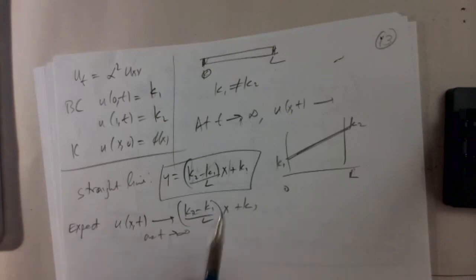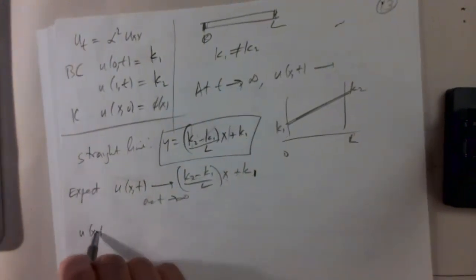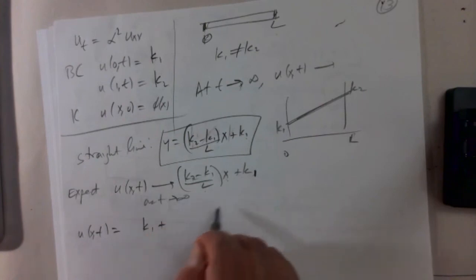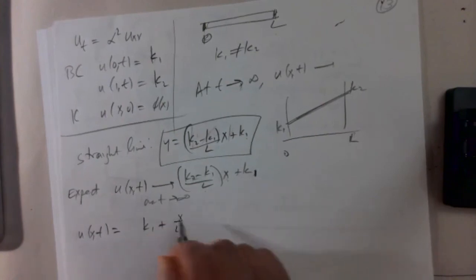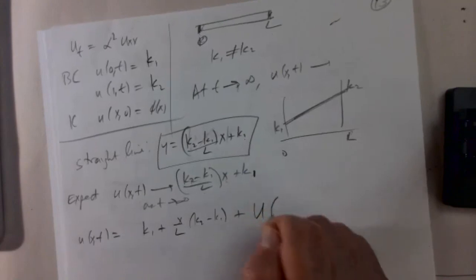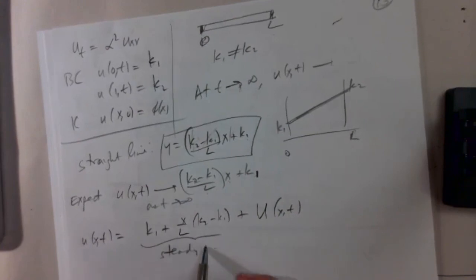And in fact, you can check that if you let u(x,t) equal this, when x is 0, you get K1. When x is L, you get K2. This satisfies the boundary conditions. And so we can say, okay, let's change variables if we like. Let u(x,t) be equal to this expression, K1 plus, this is the way the book writes, it's exactly the same thing, x over L, K2 minus K1, plus some other bit, v(x,t). So this is what we think of as the steady state solution.